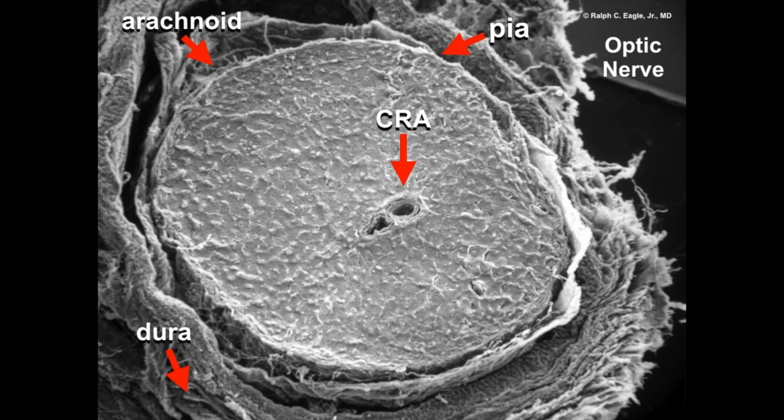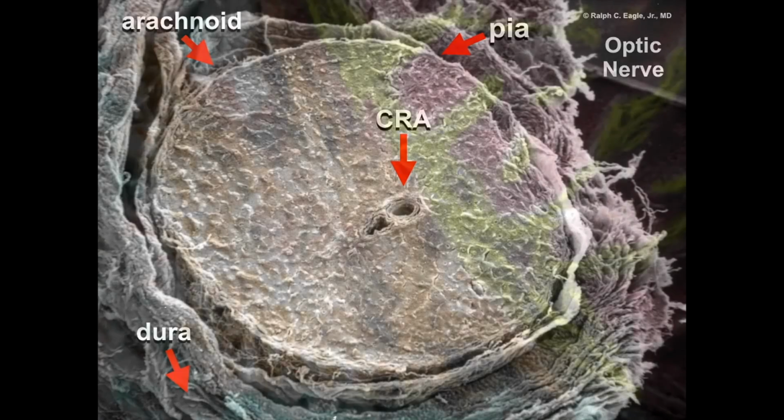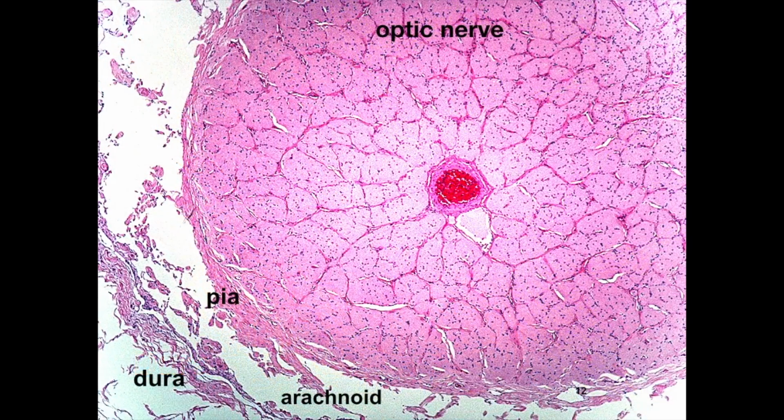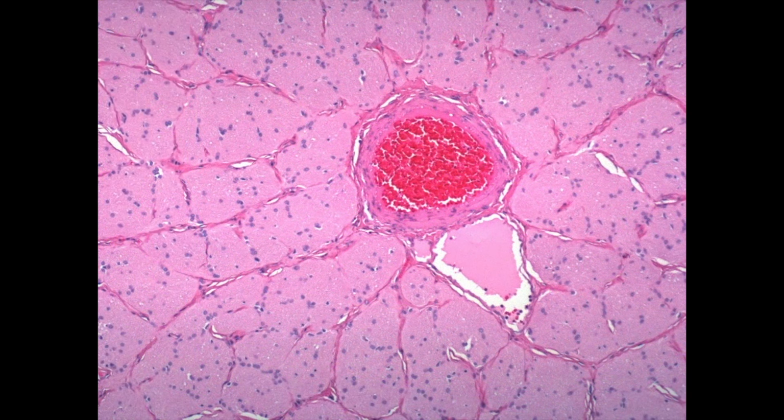The central retinal artery enters the substance of the optic nerve about 10 to 12 millimeters posterior to the globe. The dura, the spidery arachnoid, and the pia and piosepta are well seen in this scanning micrograph. In addition to the meninges and the piosepta, this light micrograph stained with H&E includes the central retinal vessels. These are seen at higher magnification in this micrograph. The central retinal artery is distinguished by its thick wall.